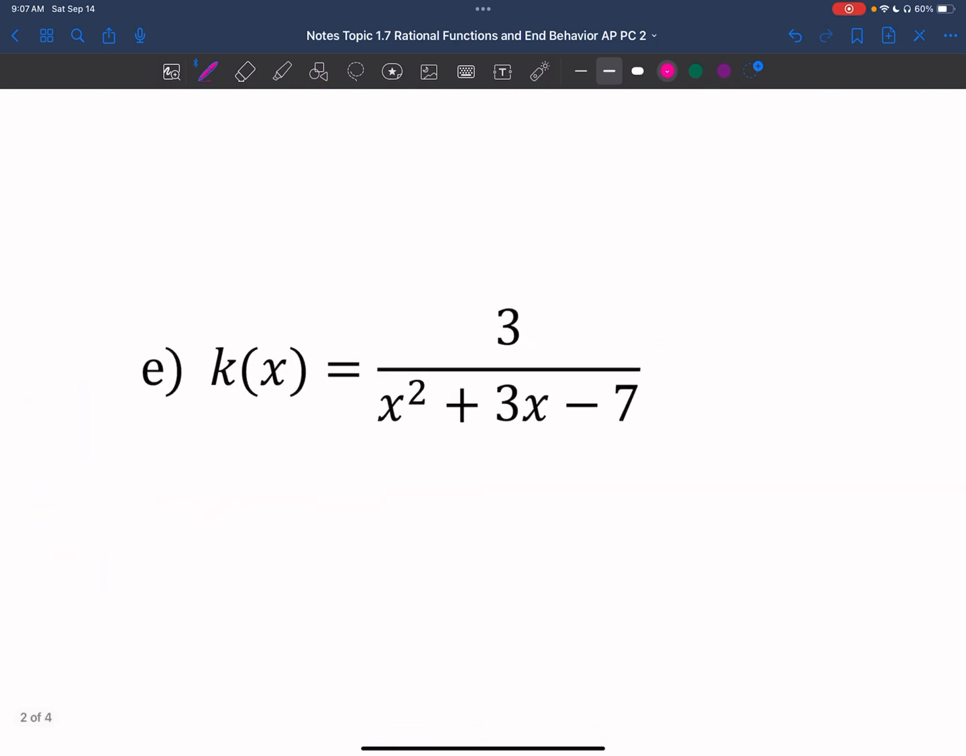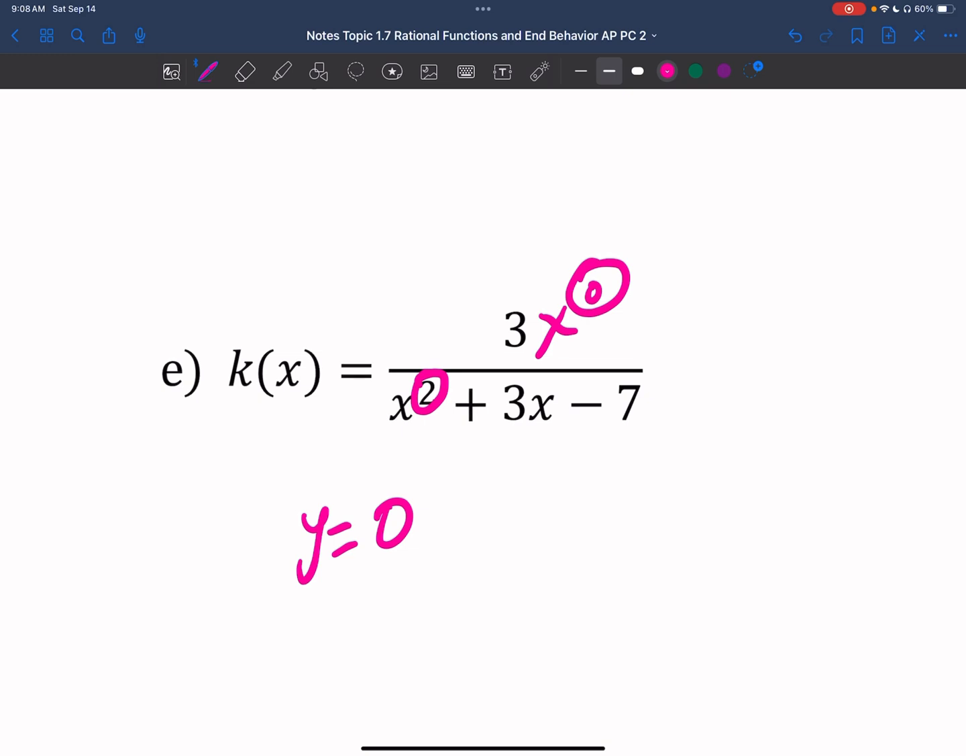Looking at E, I can rewrite this as 3 times x to the 0. Now I see my degree in the numerator is 0, my degree in the denominator is 2. So the degree is bigger on the bottom. That reminds me of the bubble rule. So I know that my answer for this is going to be y equals 0.